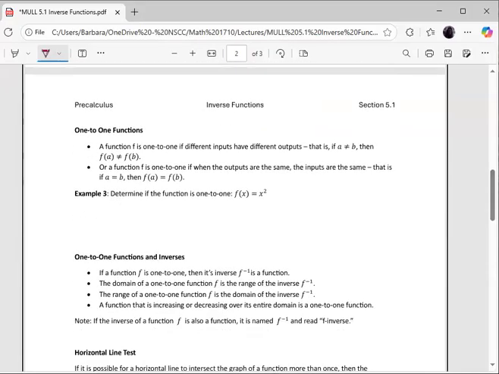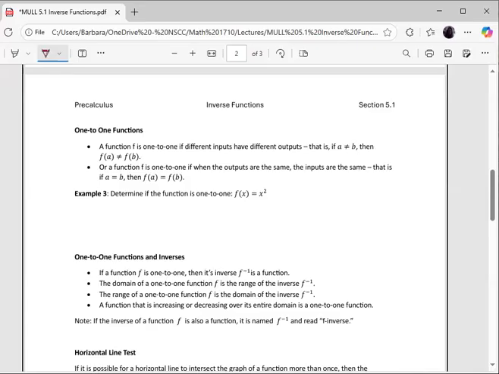A one-to-one function is where different inputs have different outputs. That is, if a is not equal to b, then f of a is not equal to f of b. Or a function f is one-to-one if when the outputs are the same, the inputs are the same. That is, if f of a equals f of b, then a equals b. So determine if the function is one-to-one.